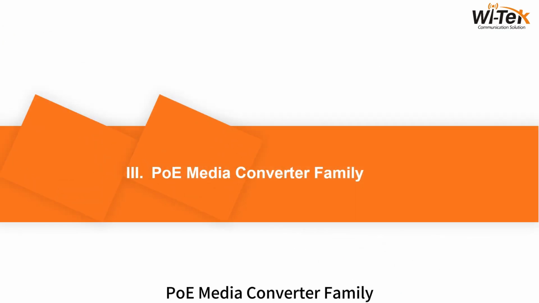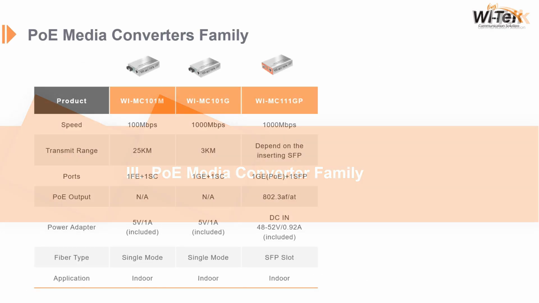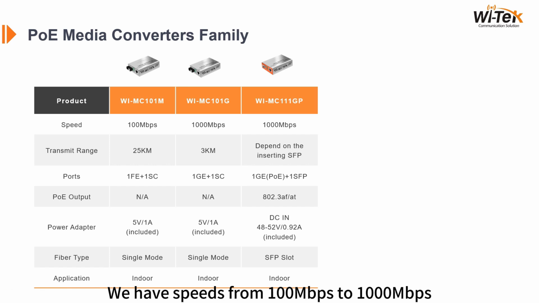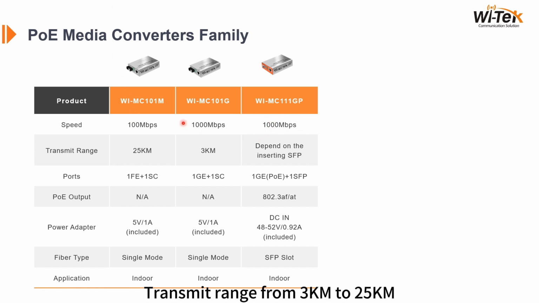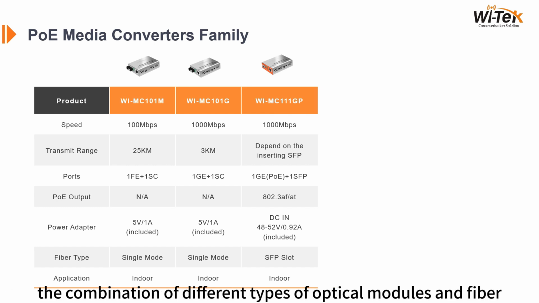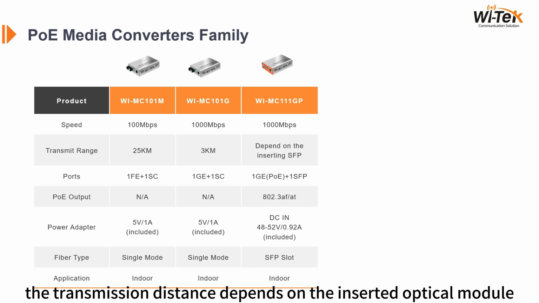Part 3. PoE Media Converter Family. We have speeds from 100 megabits per second to 1000 megabits per second, transmit range from 3 km to 25 km. Single-mode optical fibers can travel 5, 10, 20 km, and beyond. And multimode optical fiber, the combination of different types of optical modules and fiber. The transmission distance depends on the inserted optical module.